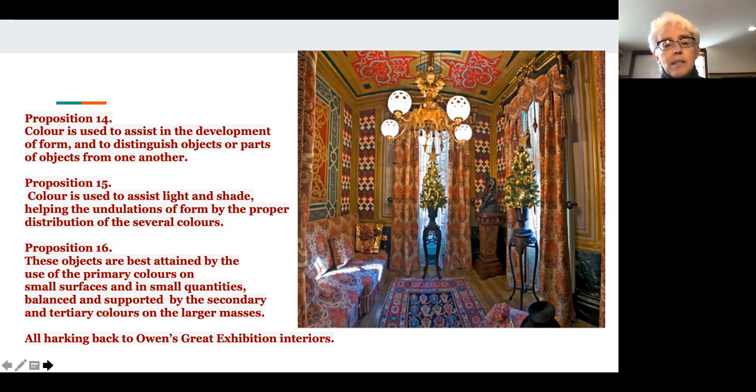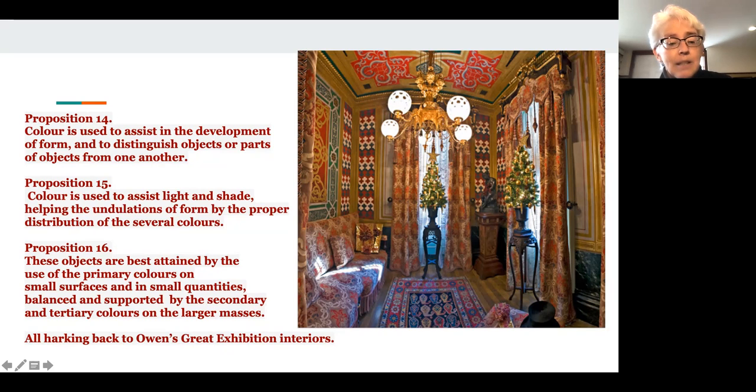Color is used to assist in the development of form and to distinguish objects or parts of objects from one another. And we definitely see that here with the designed shapes, and again, the color and the divisions that Herter implemented in this room. Color is used to assist light and shade, helping the undulations of form by the proper distribution of the several colors. We definitely see the undulations of form, and this color, we see the white popping out against the other contrasting colors.